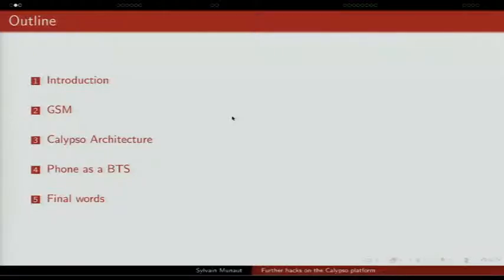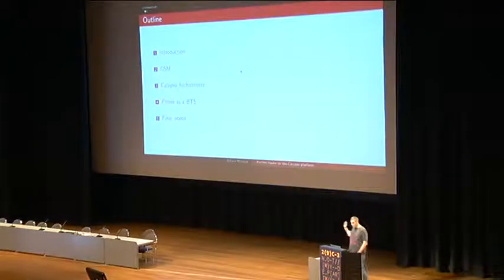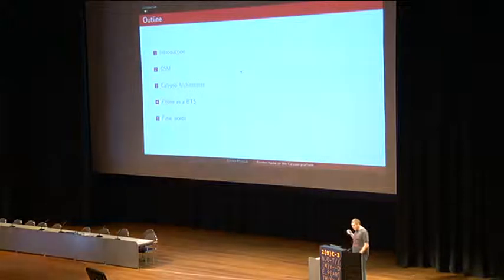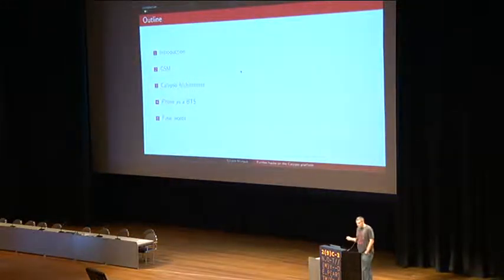So I'll first start with a short introduction about GSM so that hopefully you can follow the terms and technical stuff that I talk about in the rest of the talk. I will introduce the Calypso architecture, which is present in this phone, and then finally I will dig into how you can hack this phone, even more than it already is.